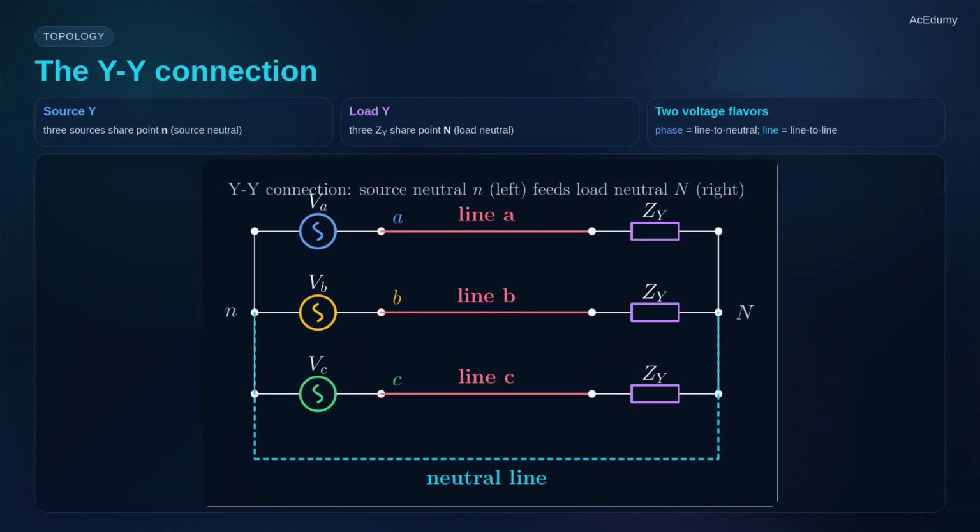Here is the standard YY connection. On the left, three sources, VA, VB, VC, share a common point N, the source neutral. On the right, three load impedances ZY share their own common point N, the load neutral. Three conductors called lines A, B, and C carry power from source to load. A fourth wire connects the two neutrals, that is, the neutral line. The voltage measured from one line to neutral is called a phase voltage. The voltage measured between two lines is called a line voltage.